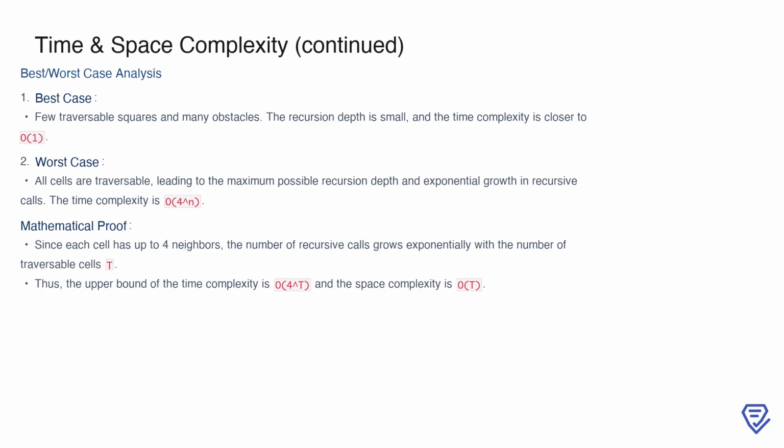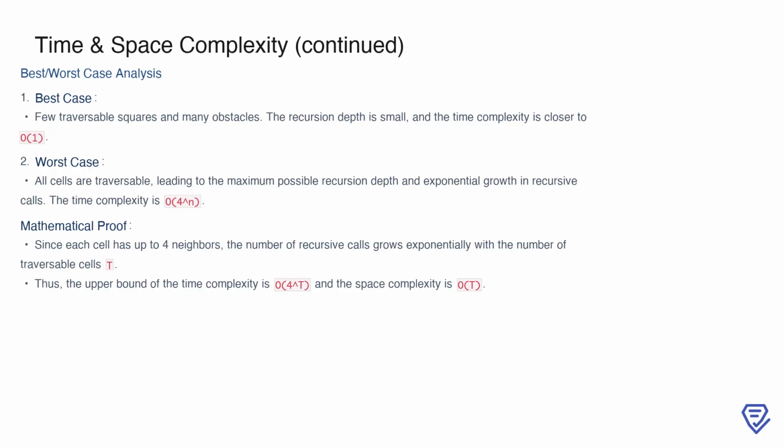When analyzing the best and worst cases, the distinction becomes clear. In the best case, where there are many obstacles and only a few traversable squares, the recursion depth remains small, and the time complexity approaches 1 for small grids. On the flip side, in the worst-case scenario where all cells are traversable, the recursion depth reaches its maximum, and the recursive calls grow exponentially. This results in the upper bound of 4^n for time complexity.